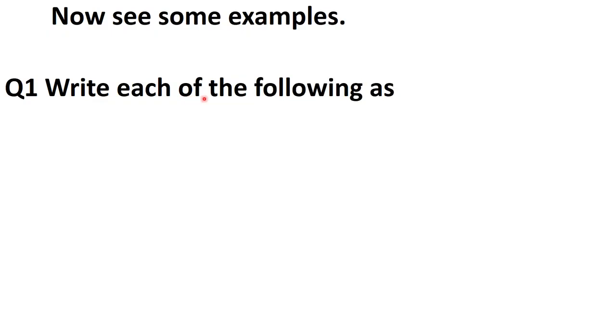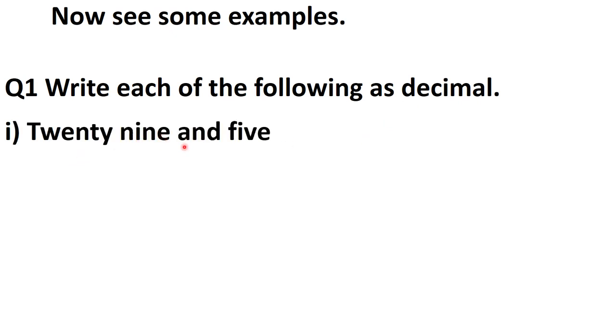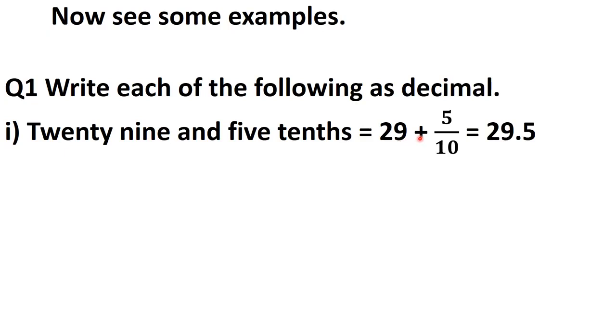Now see some examples so that you can do your homework easily. Question number 1 is, write each of the following as decimal. First is 29 and 5 tenths. 29 is the whole number, so we will write it as 29 only. And 5 tenths means 5 upon 10. So it is 29.5. There is one 0 in 10, so before one place we will place the decimal. So it is 29.5.